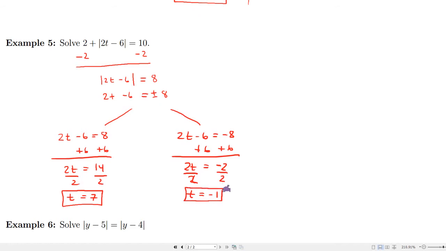And we could test our solutions real quick. So if I plug in 7 here, 14 minus 6, right, absolute value of 8 plus 2, so 2 plus 8 is 10, right? And then over here, negative 1. So if I put a negative 1 here, that'll make this a negative 8, but the absolute value of that is 8, and 8 plus 2 is 10. So see?